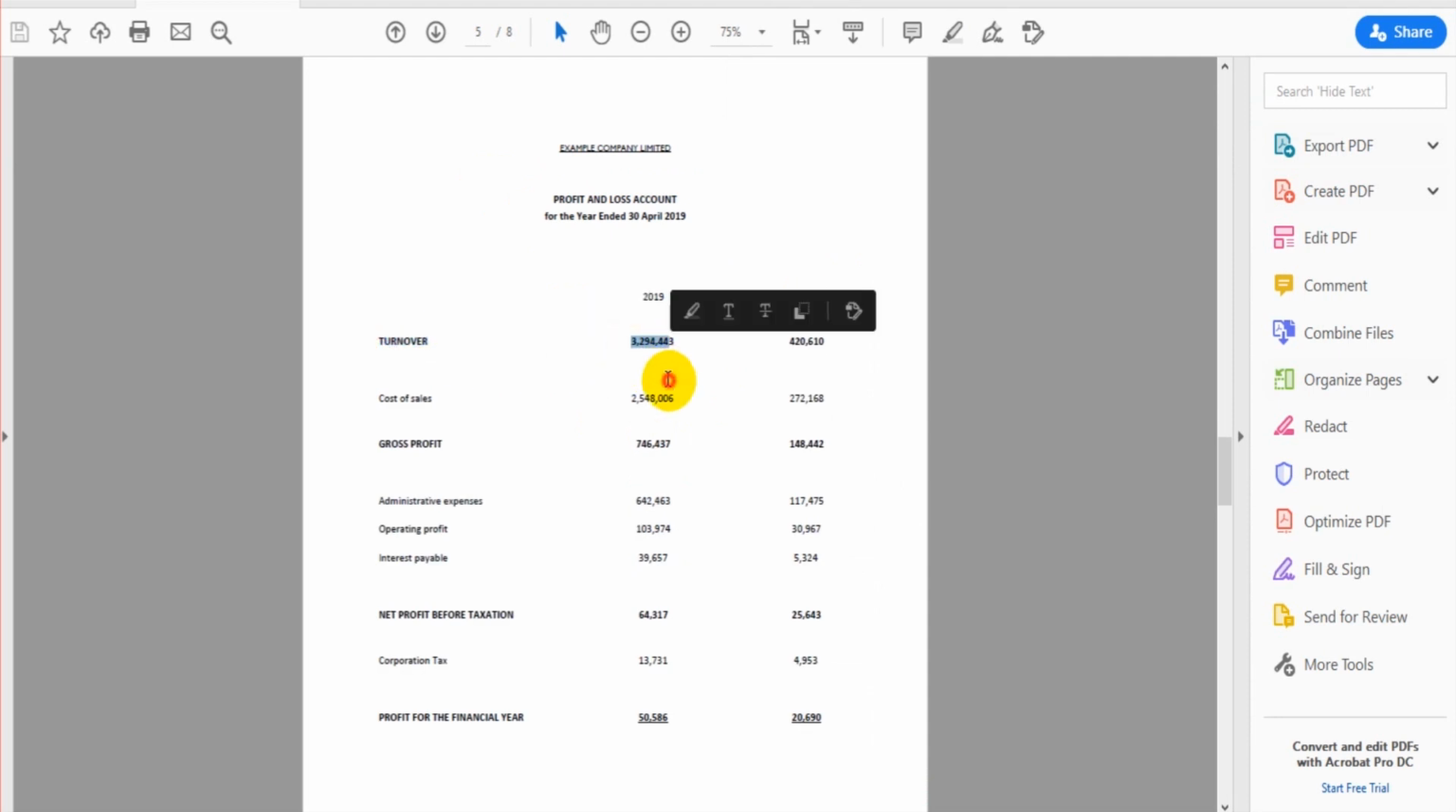So turnover, sales for 30th of April 2019 was around about 3.3 million. Now that doesn't really mean anything by itself unless we compare it to other accounting information. So we can compare that to the previous year. If we've got further years of accounts, we can compare that to even more than this 1 year. But let's just look at the figure. So 3.3 million in sales compared to 420,000 the year prior. Is that a positive thing?